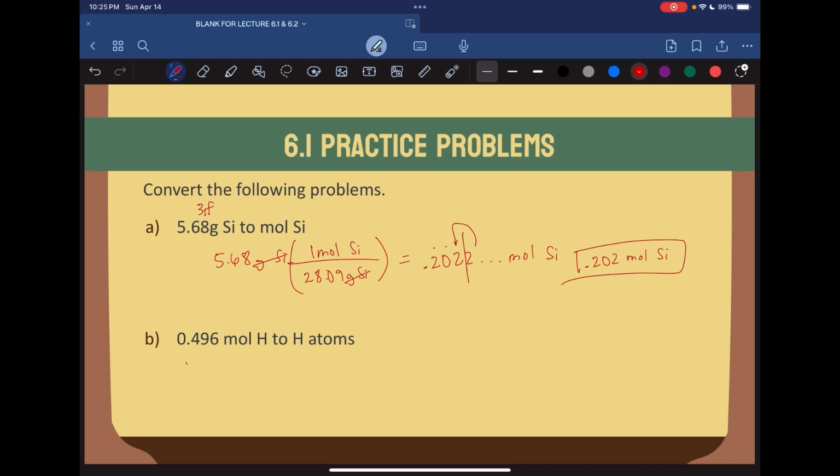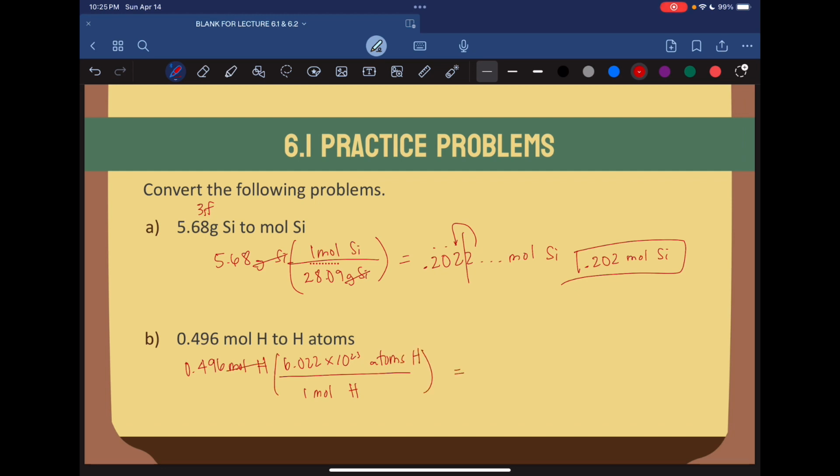Now, 0.496 moles of hydrogen. Draw your line. 1 mole of hydrogen is always equal to 6.022 times 10 to the 23rd atoms hydrogen.